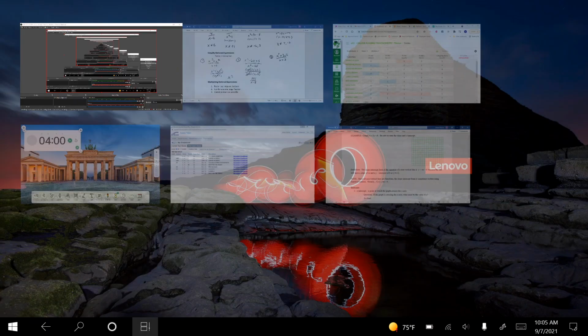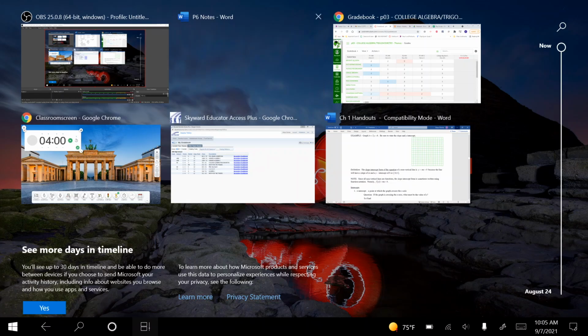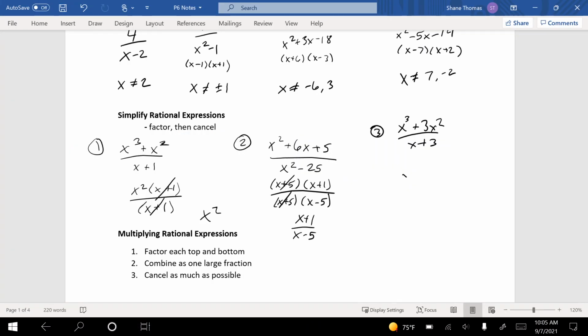So we factor this guy, top and bottom. What's the top factor to be? X squared times X plus 3 over X plus 3. Then what? That's right. What am I left with? X squared. Any questions on that?